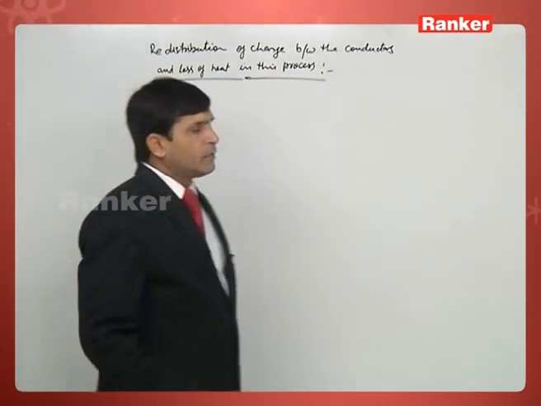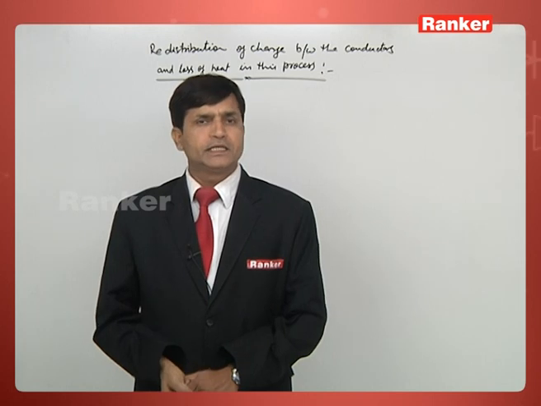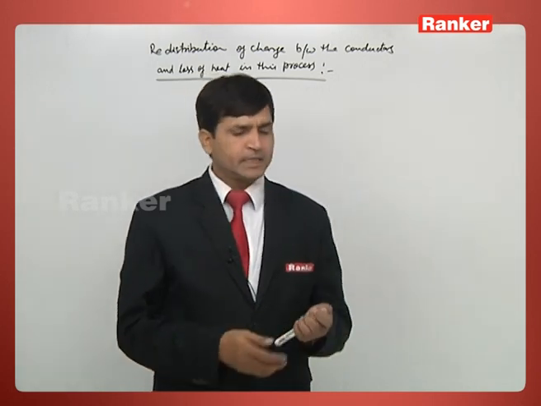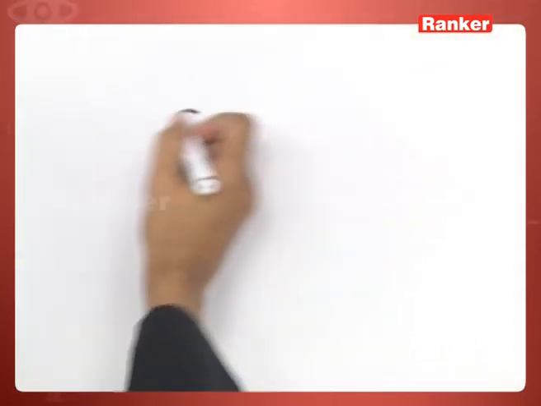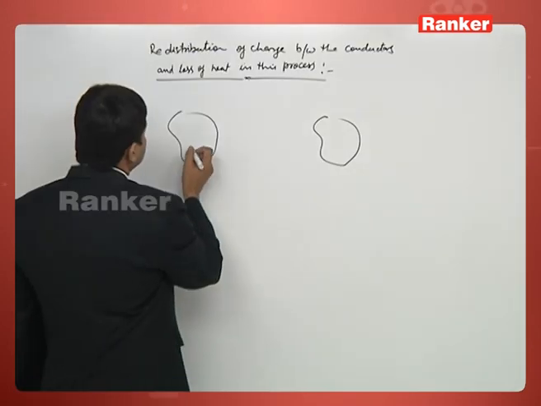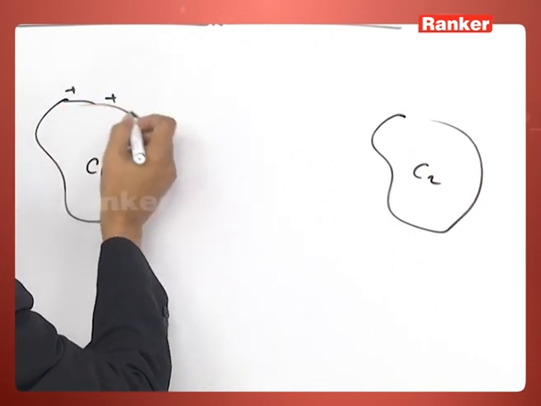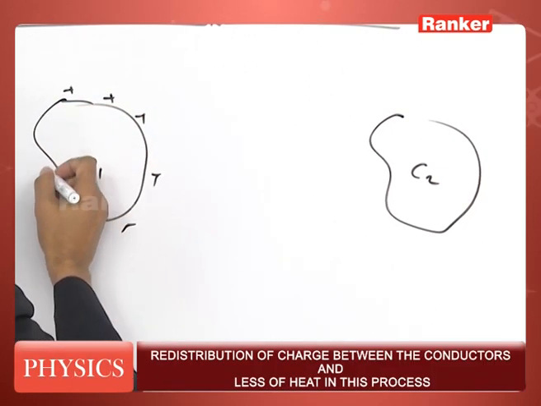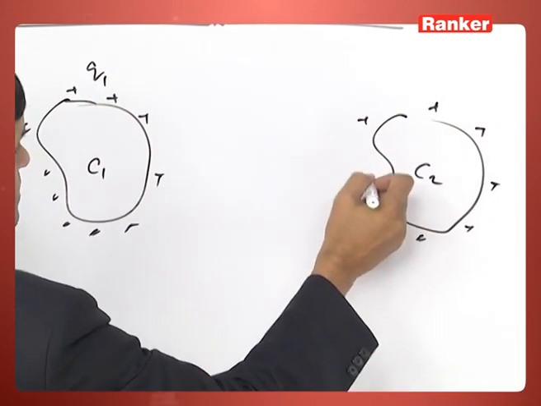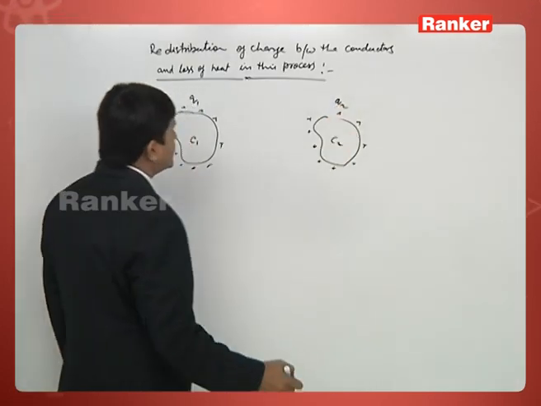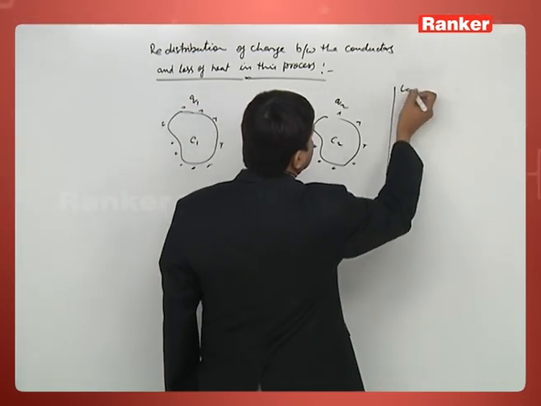See here, what we will do: we will take two conductors having certain capacitances C1 and C2, and those two have been charged with Q1 and Q2. Let these two conductors have capacitance C1 and C2, and the charge on them is given as Q1 and Q2. And these two are kept very far away.